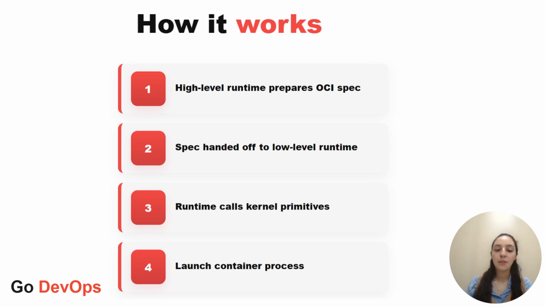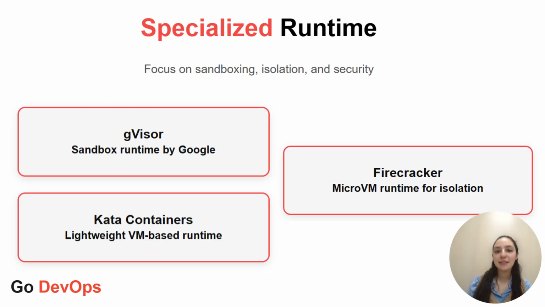So here we have that the higher level actually manages the life cycle and the organization of the containers, and leaves the low-level runtime to do the actual creation of the container process in the operating system. Now let's look at another category of runtimes, the specialized runtimes. These are designed for scenarios where security and isolation are just as important as performance. So here we have three examples.